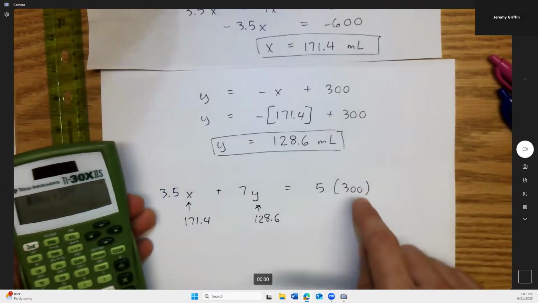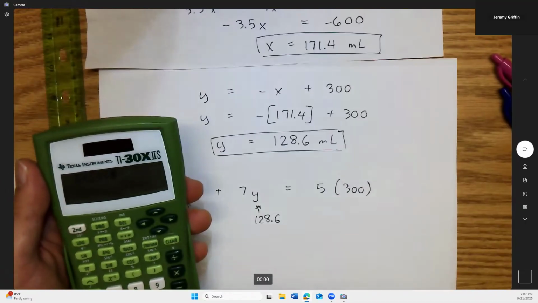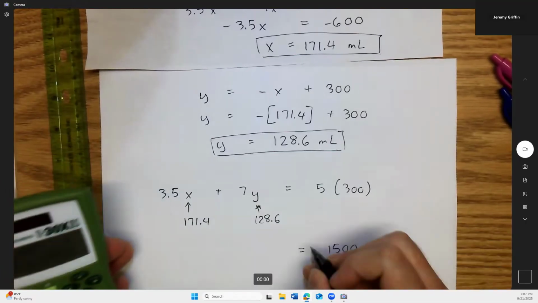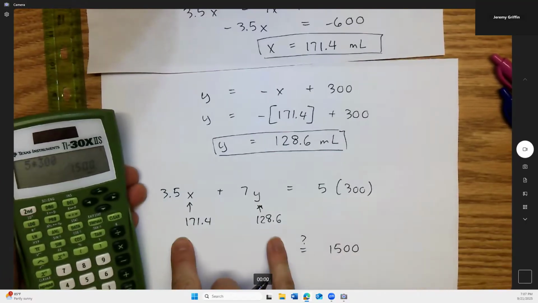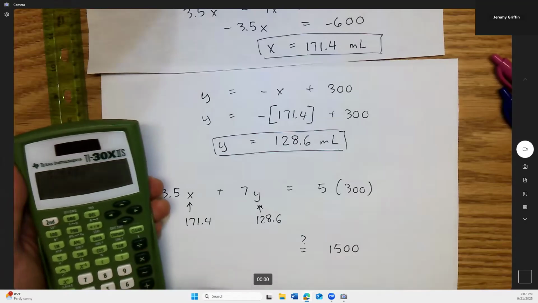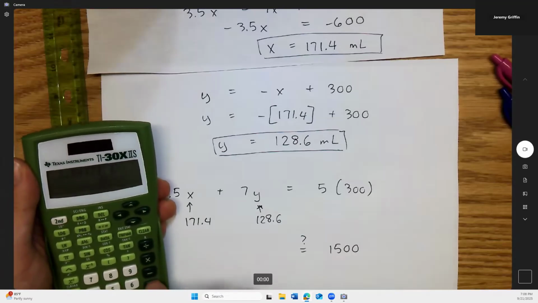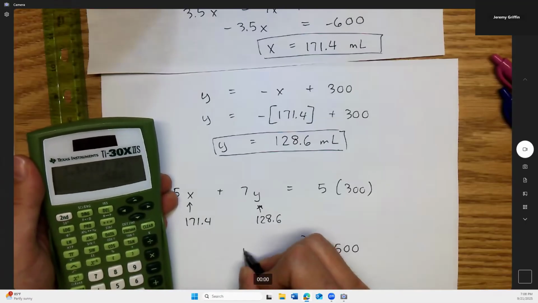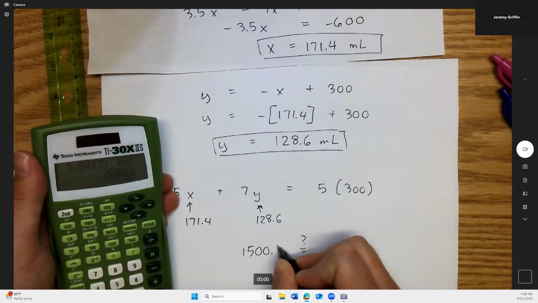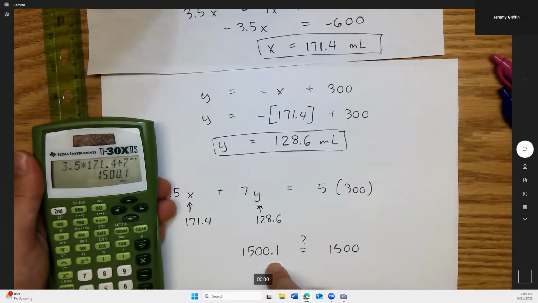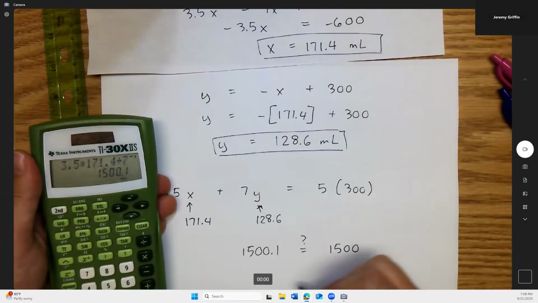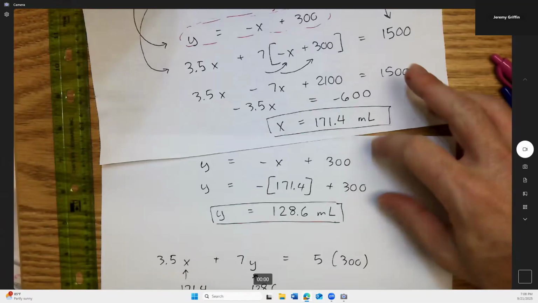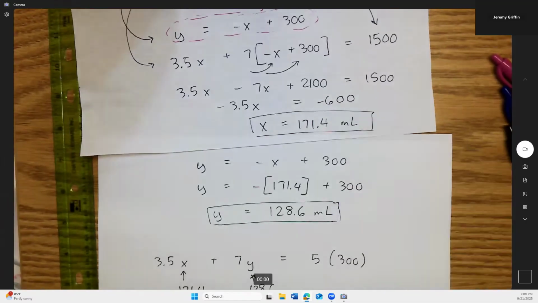What is 5 times 300? That is 1500. So let's see if these add up to 1500. We're going to say it's 3.5 times 171.4 plus 7 times 128.6. Oh yeah, 1500.1. Just like I was predicting, I'm off by a little decimal, like 0.1. So this is good. All right, so the answer is 171 milliliters and 128 milliliters.